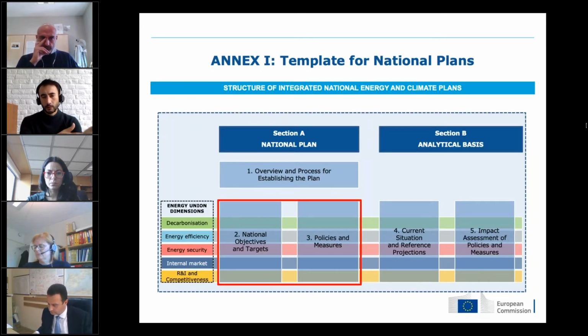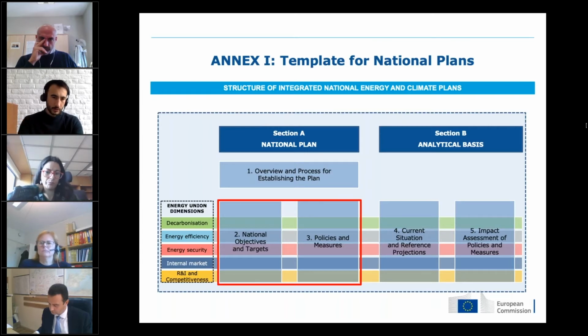And in the governance regulation, we have this annex, which is the template that the member states need to follow for their plans. So basically, we have two parts, two sections. The first section is what we could call a more political section, the national plan, and the other section is the analytical basis. So you see that half of the National Energy and Climate Plan is basically the analytical basis, which illustrates, I think, the importance of this aspect.